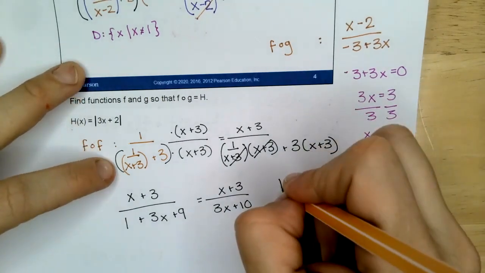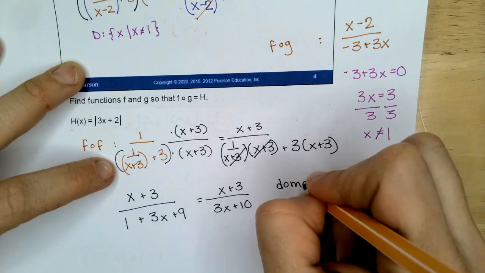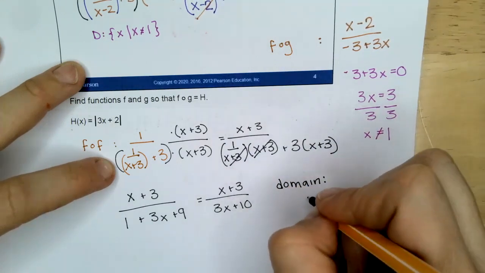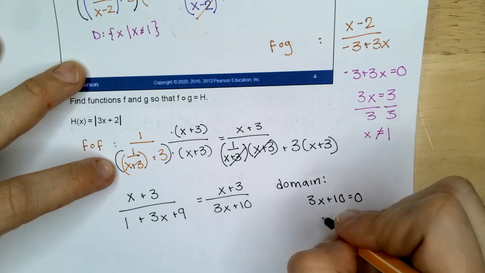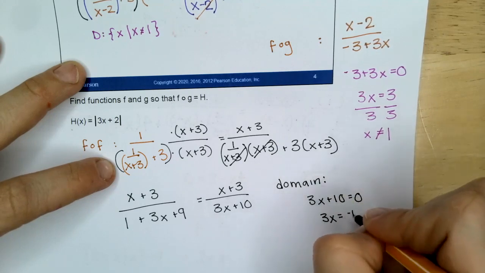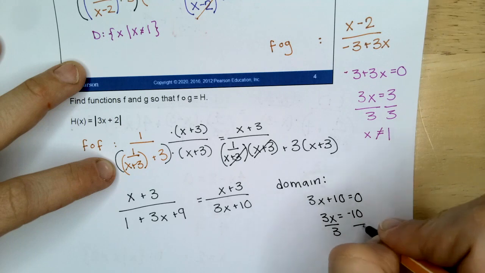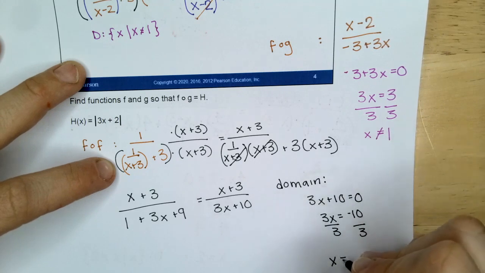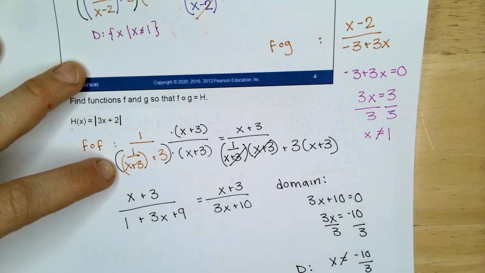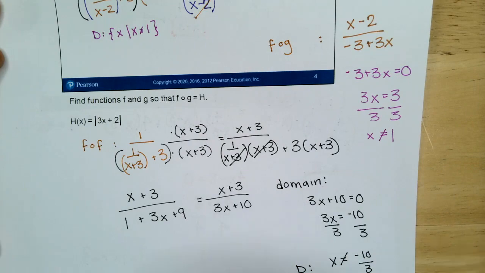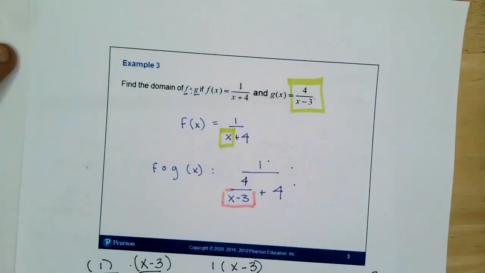The domain, we cannot have 3x plus 10 equals 0, so I'm going to set it equal to 0. X cannot be negative 10 thirds. Good.